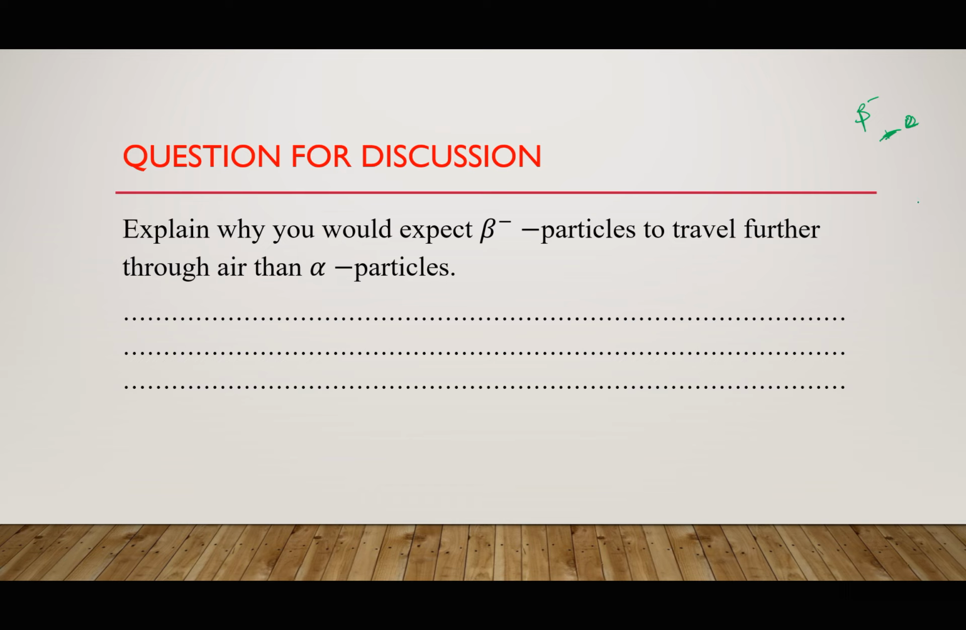And alpha particles have a charge of positive 2e. So alpha particles are most likely going to be more ionizing than beta particles. And therefore, alpha particles will travel a shorter distance as compared to beta minus particles. So alpha particles have more charge than beta minus particles, and thus are more ionizing.